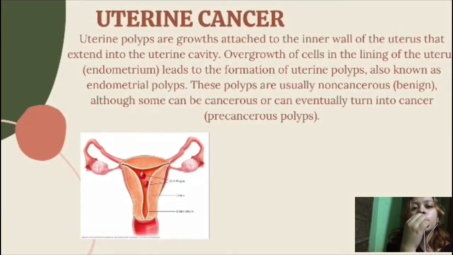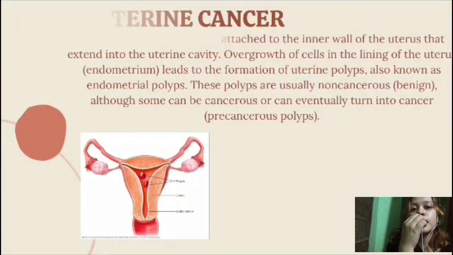Okay, so uterine cancer. Uterine polyps are growths attached to the inner wall of the uterus that extend into the uterine cavity. Overgrowth of cells in the lining of the uterus leads to the formation of uterine polyps, also known as endometrial polyps. These polyps are usually non-cancerous, although some can be cancerous or can eventually turn into cancer.